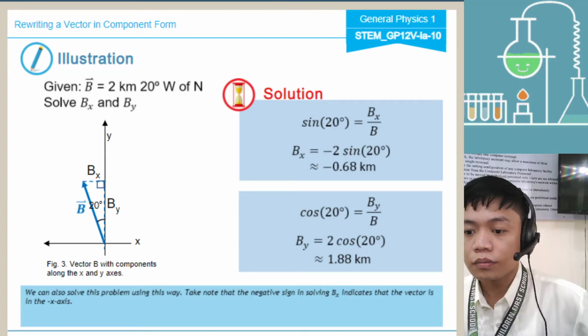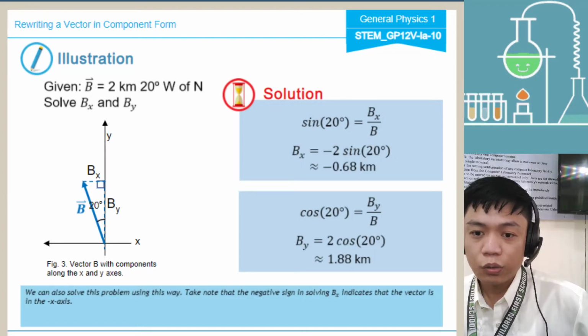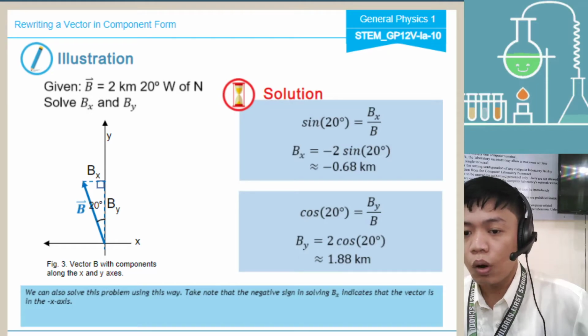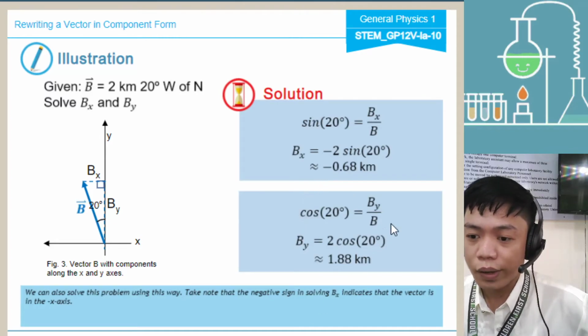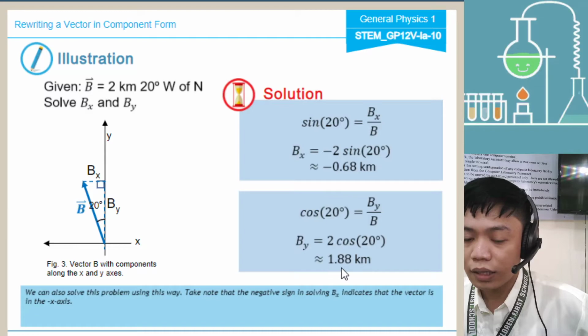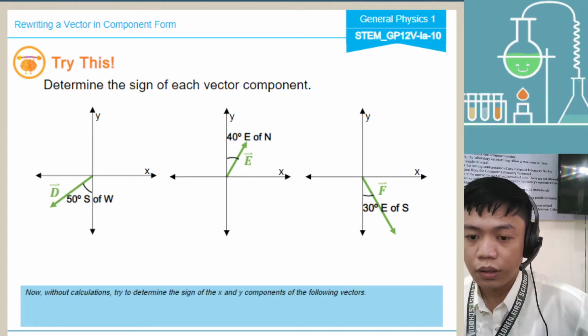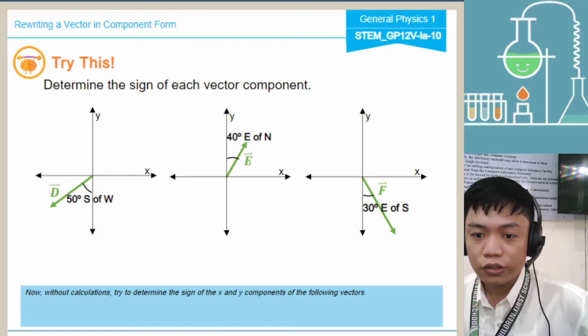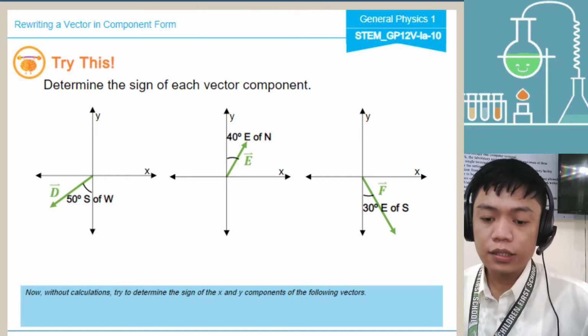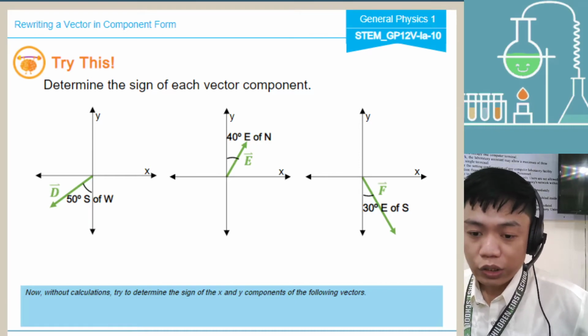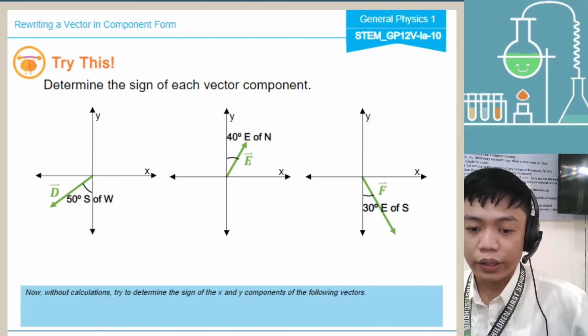Again, we just have to substitute all the given values into our formula in order for us to solve the following quantities so that we can get the final answer. Now, let's try to determine the sign of each vector component. I want you to use the formula given for vector A, the first vector, and the second vector.